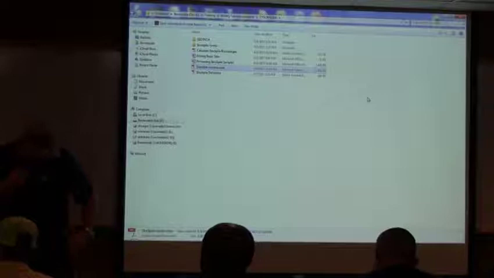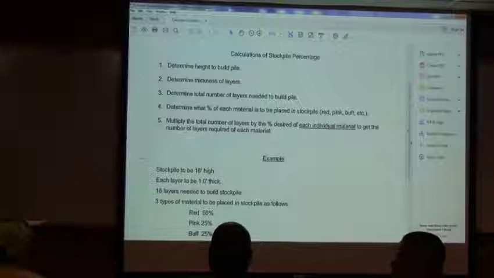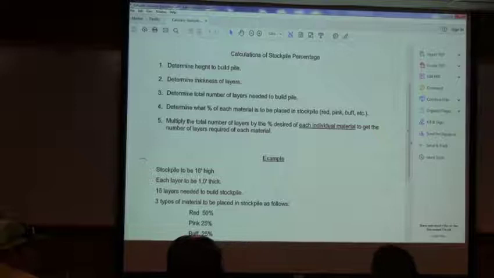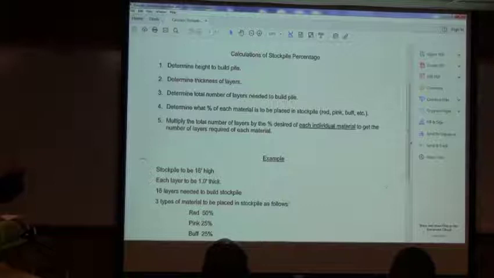All right, calculation stockpile to see percentages. Does anybody build stockpiles over 16 foot tall? You do? I thought 18. 18? Yeah. Is that because of thicknesses of lifts? You have to build them to get everything in it?